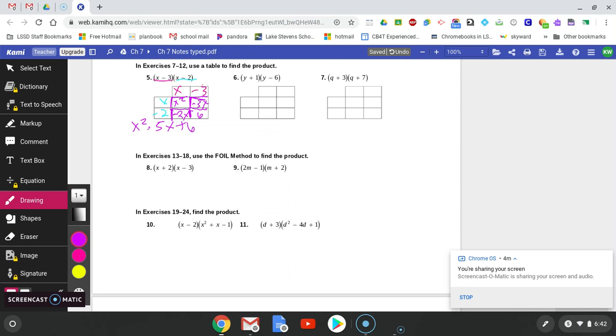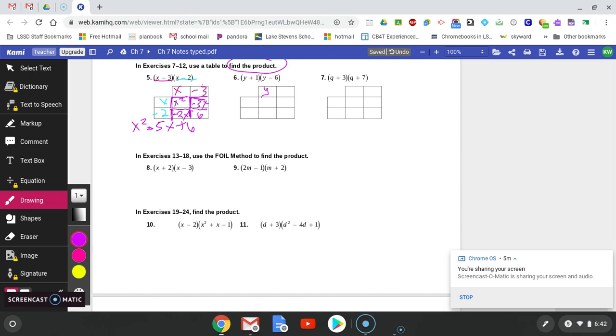plus 6. You're going to get the exact same thing whether you use FOIL, the distributive property, or the area model. So when it says to find the product, we're just finding the area of each of those, but it's the exact same thing. You're doing that multiplication. So try the next two and see how you like this method.